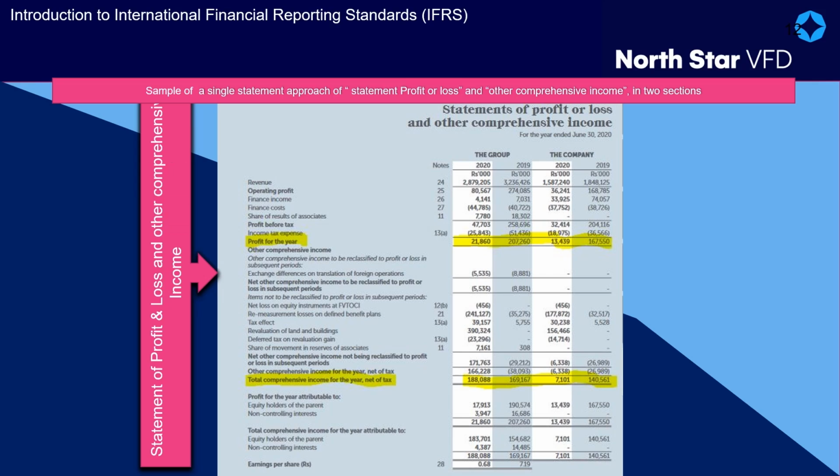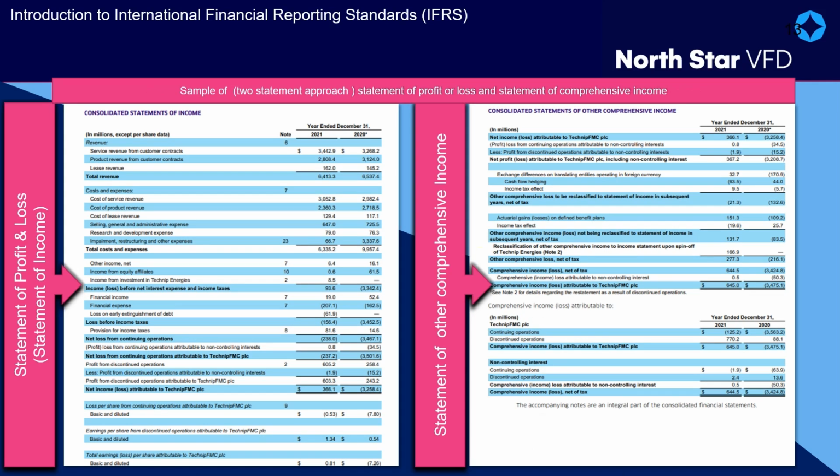Earlier we mentioned that an entity has a choice to present the performance statement. Please refer to the sample performance statement displayed here. You may note that the first performance statement is following the single statement approach, that means a single statement with a first section of profit and loss and a second section of other comprehensive income. The second performance statement follows the two statement approach, first a statement of profit and loss and second a statement of comprehensive income.